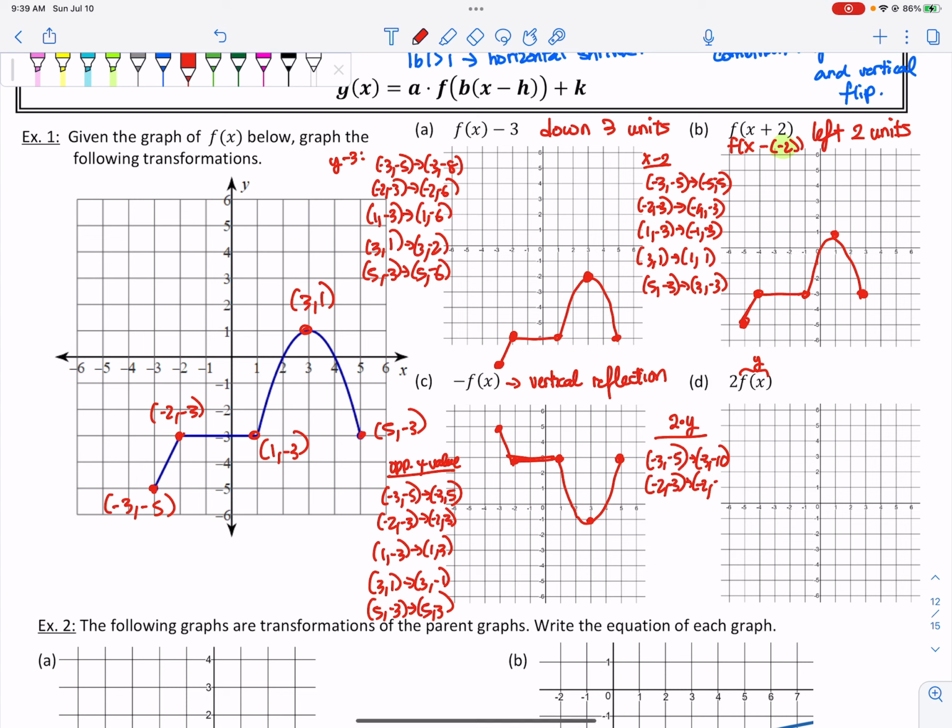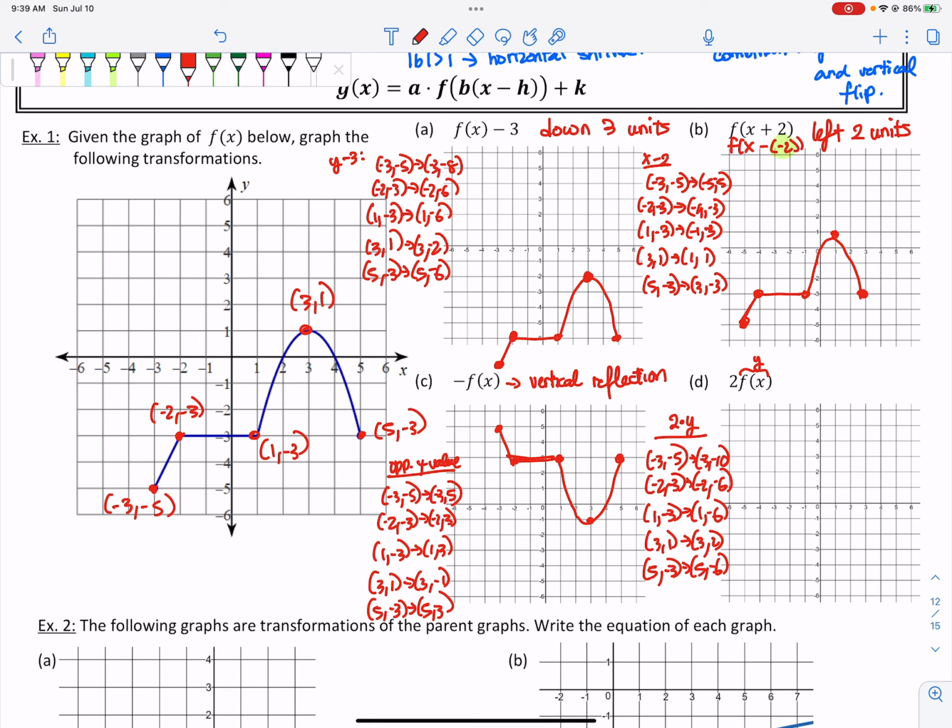The point (-2, -3), multiply the y value by 2. Negative 3 times 2 is negative 6. Next point, (1, -3). The y value times 2 is negative 6. Next point, (3, 1), y value times 2. 1 times 2 is 2. Last point, (5, -3). Negative 3 times 2 is going to give us negative 6.